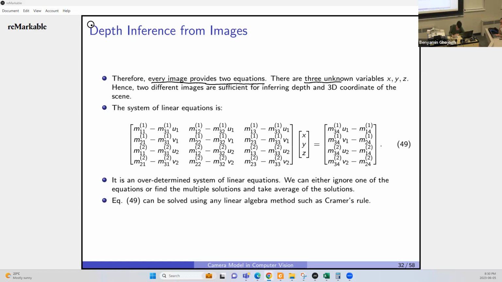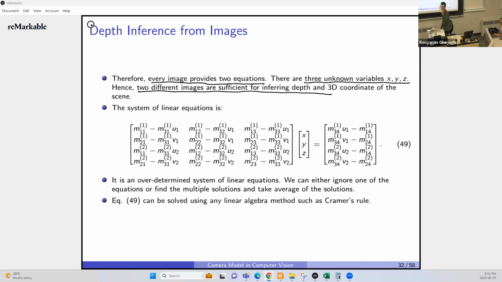There are three unknown variables, X, Y, and Z, right? Hence, two different images are sufficient for inferring depth. Why? As I said, we have three variables. Each image gives me two equations. So 2 times 2, 4. At least I need two images.